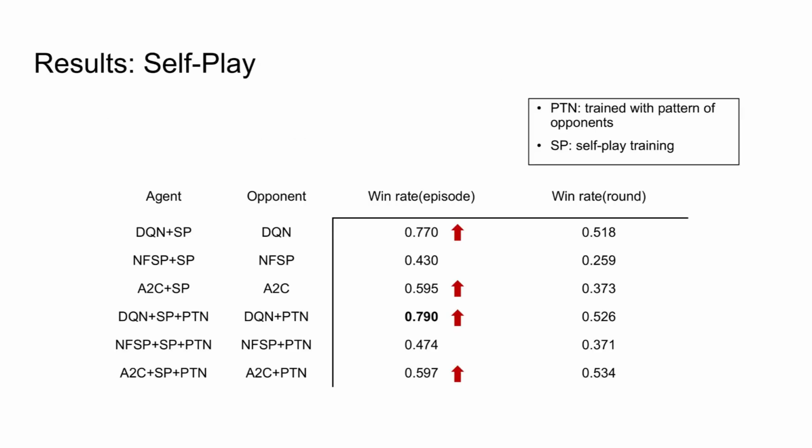These are the results for the self-play experiment. Overall, self-play agents achieved higher win rates compared to non-self-play agents. Especially, the DQN plus self-play model showed the largest improvement in win rates. On the other hand, self-play didn't improve NFSP's win rate, but maintained it around 50%.